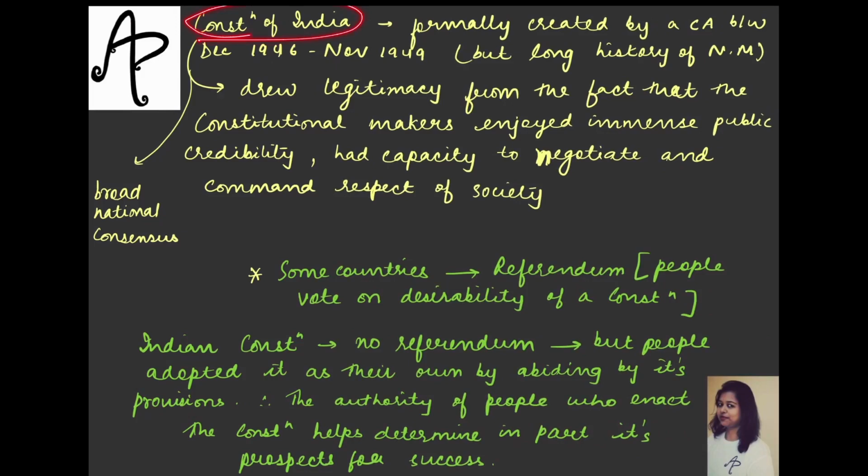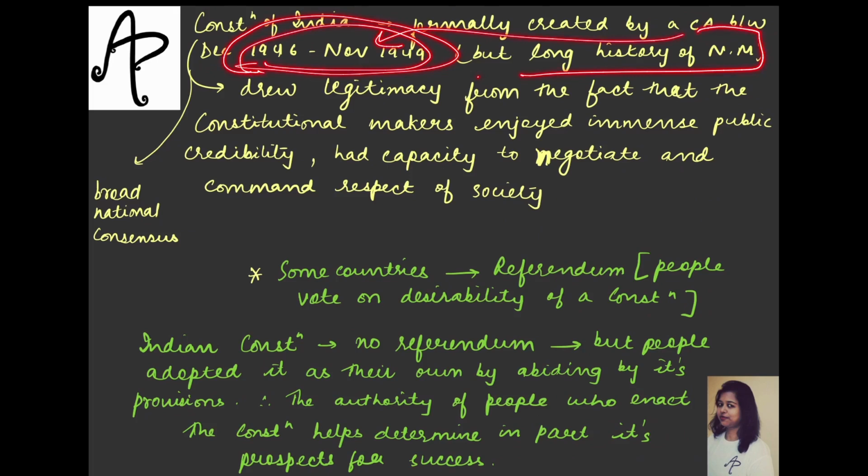Because I have integrated the information about the Constitution of India here, see this example. The Constitution of India was formally created by a Constituent Assembly, about which we will talk in detail later when we talk on the topic of the making of the Constitution, and that was done between December 1946 to November 1949. But even though it was done by the Constituent Assembly during this period, there has been a long history of the national movement which has impacted the making of the constitution.